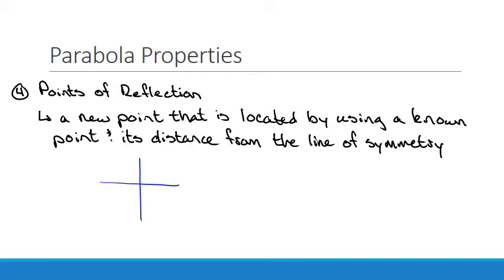So if we had, say, the vertex, I'm just going to say here's my vertex, and then there's my line of symmetry. And if I know that a certain point is 2 units away from that line of symmetry, then I know that there has to be a partnered point, a mirrored point, 2 units on the other side. And then from there, I can maybe start drawing my parabola. So that's a point of reflection.